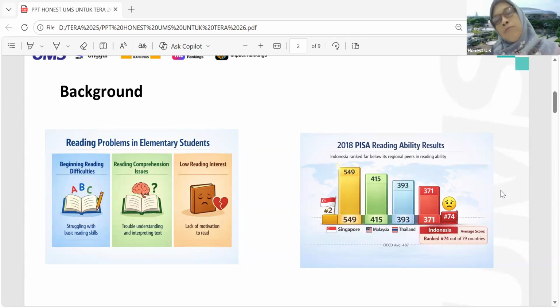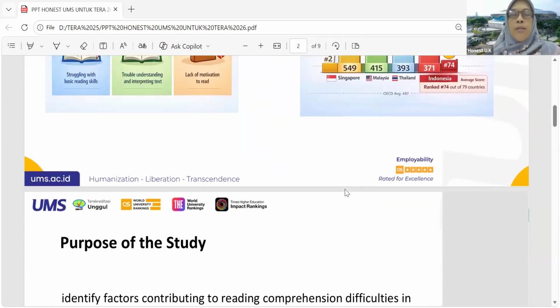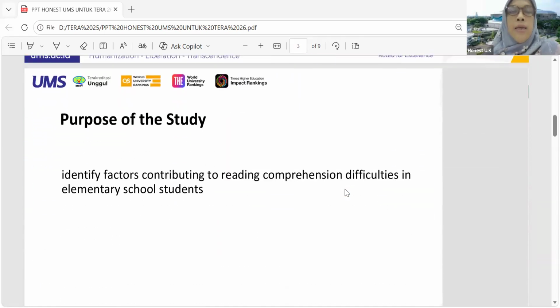And the second one, from the PISA report, Indonesia ranked 74th, below Singapore, Malaysia, and Thailand. This means Indonesia ranks far below its regional peers in reading abilities. These two problems are the central reason why this research needed to be conducted. The purpose of this study is to identify factors contributing to reading comprehension difficulties in elementary school students.